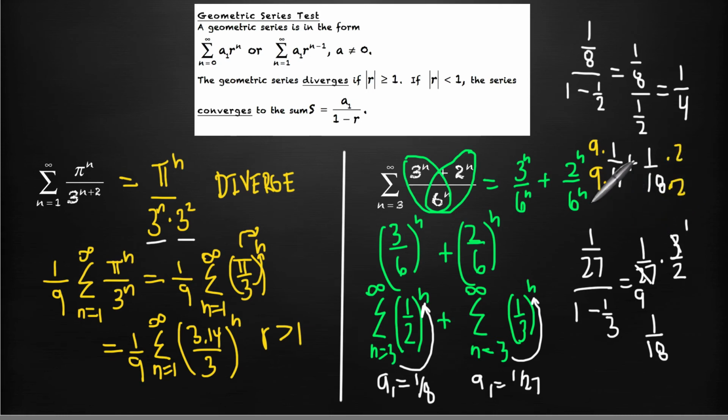And you're going to end up getting 9/36 plus 2/36. And so the sum will converge. Let me write that down. It will converge to 11/36.